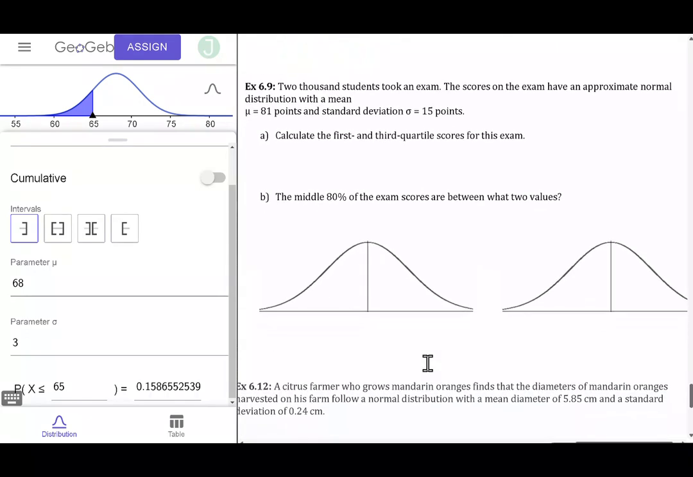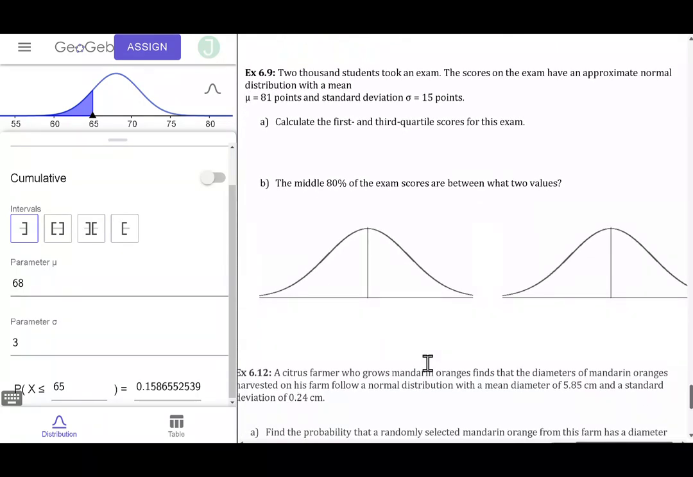There's another example here that says 2,000 students took an exam. The scores on the exam have an approximate normal distribution. So as soon as we see that, again, we could draw the normal distribution with a mean of 81 and a standard deviation of 15. Mean of 81, standard deviation of 15. Part A says calculate the first and third quartile scores for this exam.